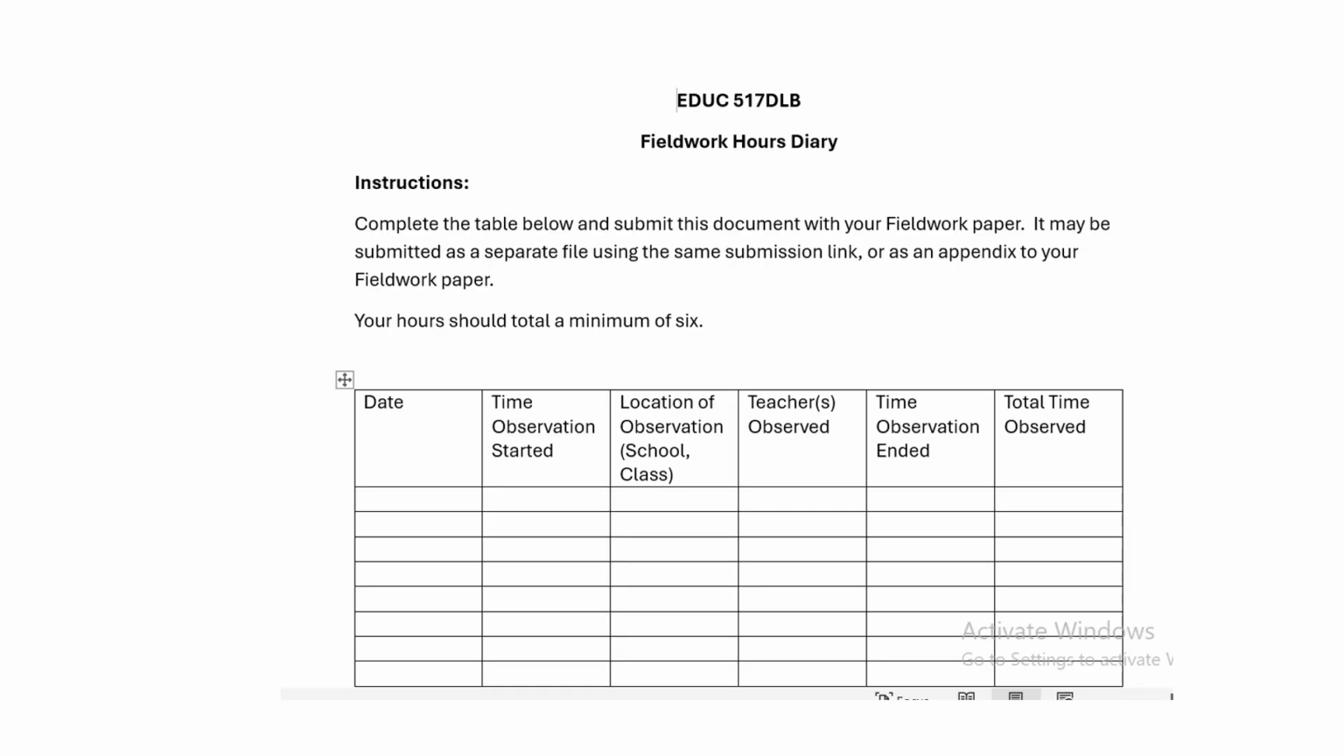This is a look at how the fieldwork hours diary looks. Every time that you go in, you're going to put the date, the time the observation started, where it was, the teacher you observed, the time the observation ended, and so the total time. In the last column, all those numbers should add up to at least 6 hours.